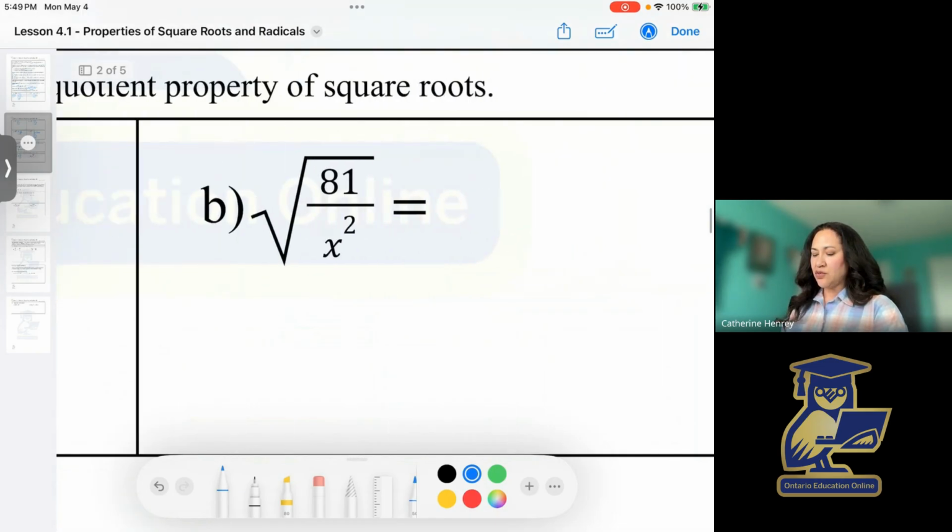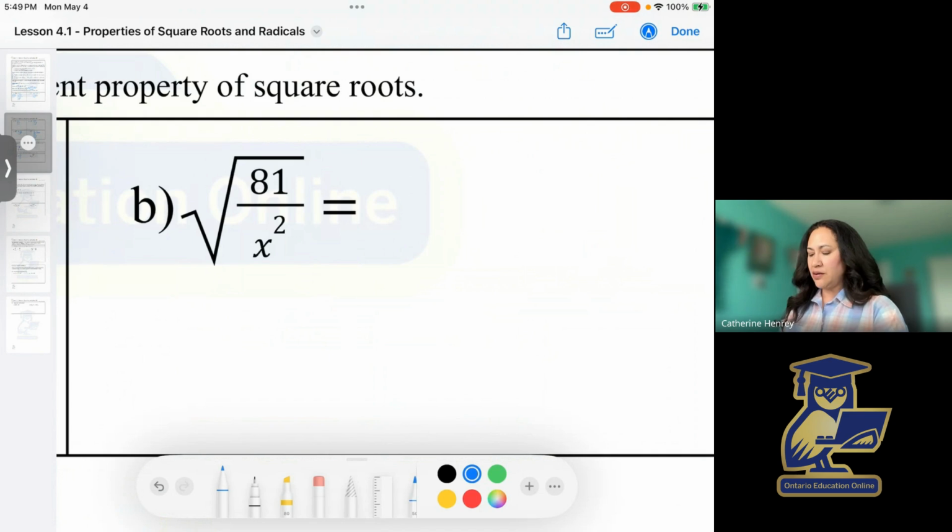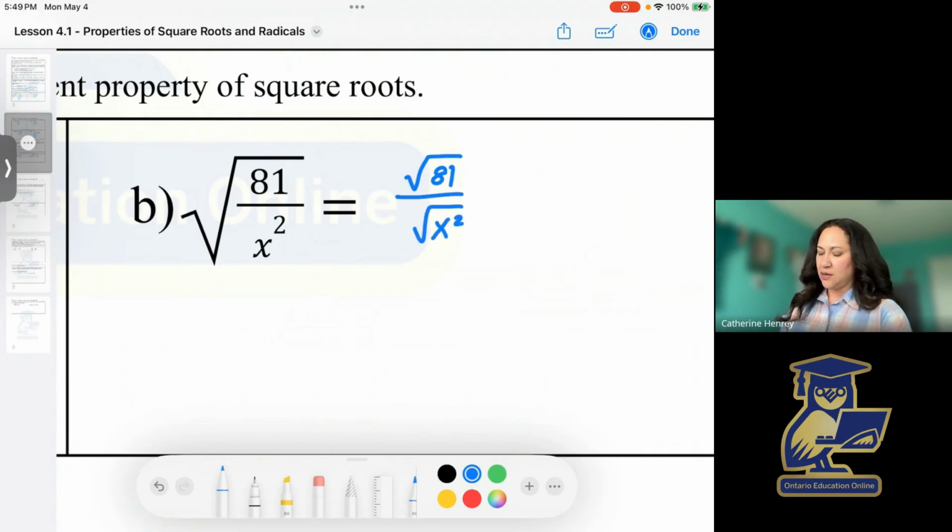Next, we have the square root of 81 divided by x squared, and we can split that up into the square root of 81 divided by the square root of x squared. And this simplifies. The square root of 81 is 9, and the square root of x squared is just x.